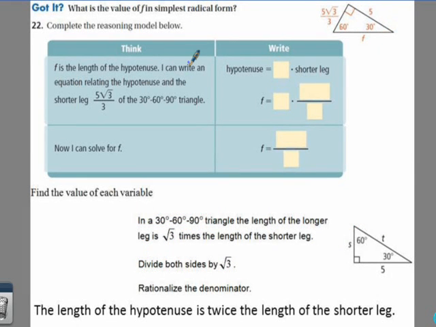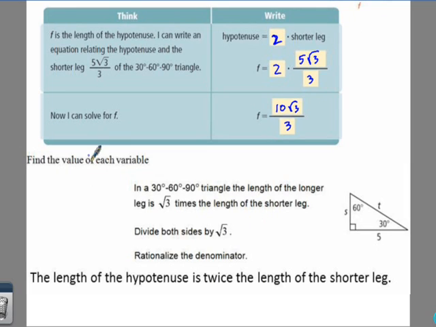What is the value of f in simplest radical form? So, f is the length of the hypotenuse. I can write an equation relating the hypotenuse and the shorter leg of the 30, 60, 90 triangle. The hypotenuse is always 2 times the shorter leg. Okay, 2 times the shorter leg. Here, the shorter leg is 5 times the square root of 3 over 3. So now we just double this. Okay, 2 times 5 is 10. 10 square roots of 3 over 3. And that's it. Is it an ugly number? Sure it is. But who are you to judge?